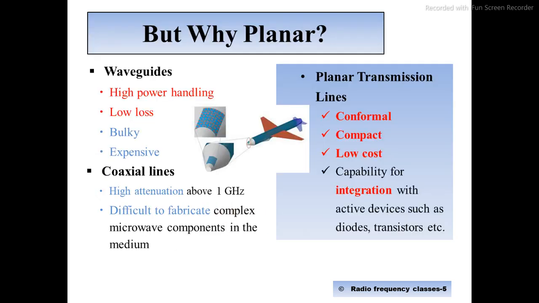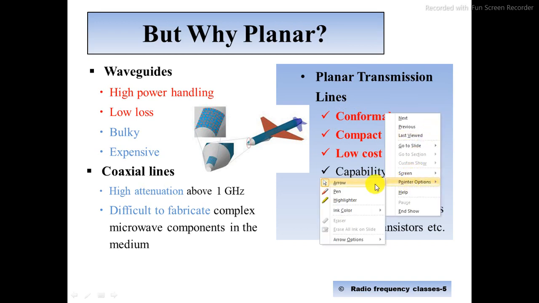Now moving further, the question comes: why are we discussing this planar line when there are waveguides, coaxial lines, different types of transmission lines? Why are planar transmission lines more important? See, high power handling and low loss can be obtained by using waveguide structures, but they are bulky and expensive. When we move to the coaxial line, attenuation will be high and it is quite difficult to fabricate. And in both cases, it is not conformal. So the main advantage of the planar transmission line is its conformal nature.